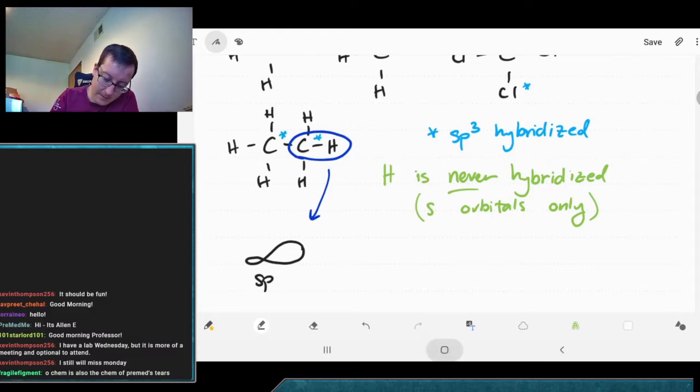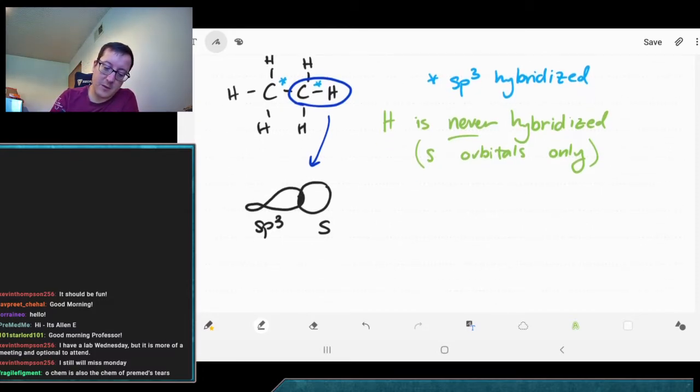I should make that higher. There we go. This is our carbon here. And remembering, hydrogen must always be s. S orbitals, if you remember, are spherical. That overlap there is what creates our single bond here. And so that's going to be our sigma bond.